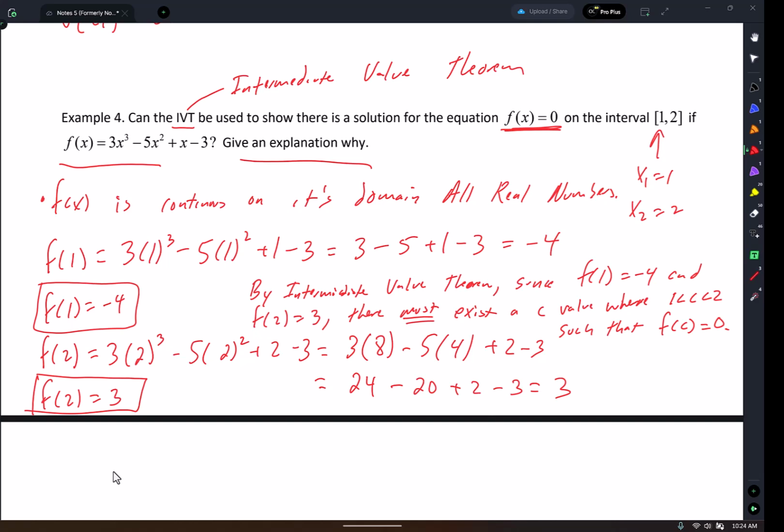Let's see if this makes sense. I'm just saying that c is between 1 and 2 because that's the interval. So look what I said. By Intermediate Value Theorem, since f of 1 equals negative 4 and f of 2 equals 3, there must exist a c value between 1 and 2 such that f of c equals 0. That makes perfect sense to me. Does it make perfect sense to you?